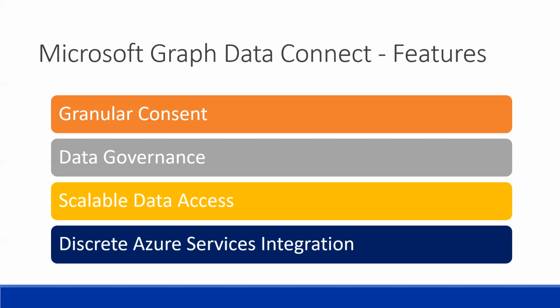And the next important part is discrete Azure service integration. Once you get that data out into Azure storage, you have multiple services you can integrate with that data. You can integrate other data, and you can integrate with different services, say, for example, Azure Cognitive Services. You can browse through all the emails and understand the sentiment.